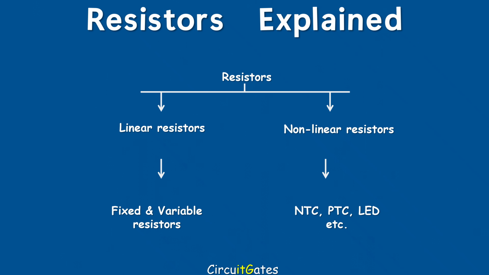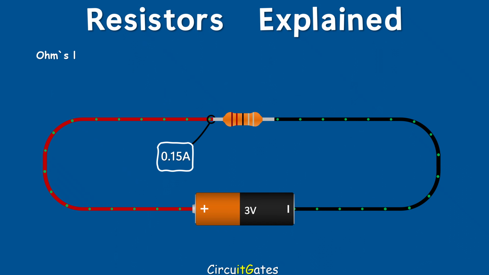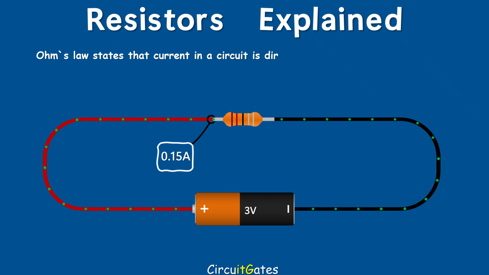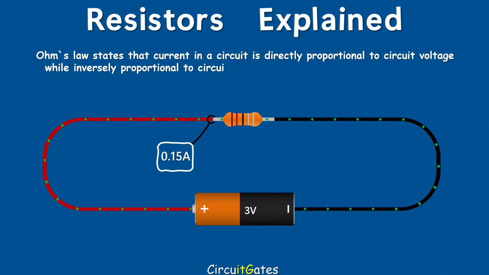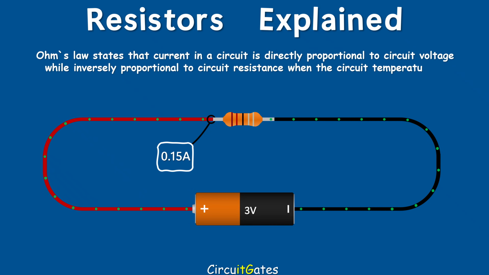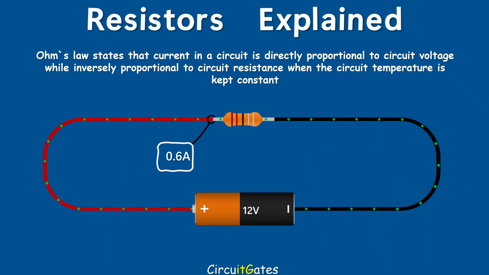Resistors are grouped into linear and nonlinear resistors. Linear resistors are resistors that obey Ohm's law, while nonlinear resistors are resistors that do not obey Ohm's law. Ohm's law states that current in a circuit is directly proportional to circuit voltage, while inversely proportional to circuit resistance when the circuit temperature is kept constant. In Ohm's law, when voltage increases, current also increases, and when voltage decreases, current also decreases, but proportionally. That is, when voltage doubles, current also doubles.